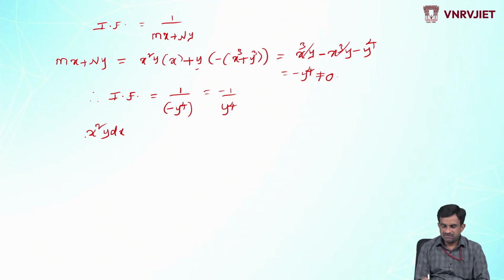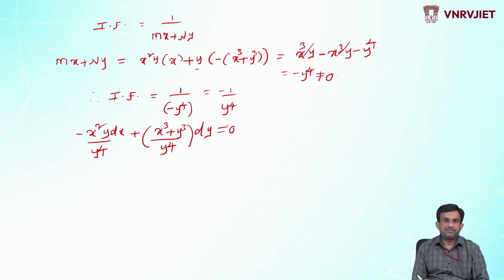Multiply this with the integrating factor. This becomes minus 1 by y to the power of 4, then minus plus. Already in the numerator we are having x cube plus y cube divided by y to the power of 4, since it is a multiplication. Now dy is equal to 0.